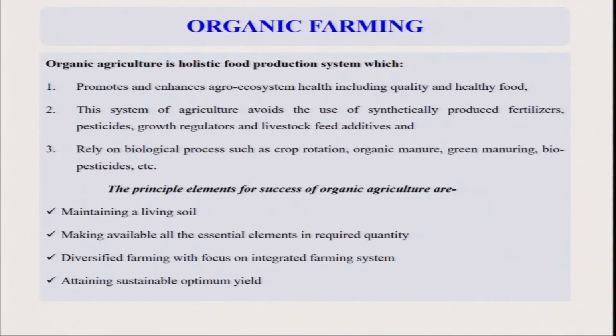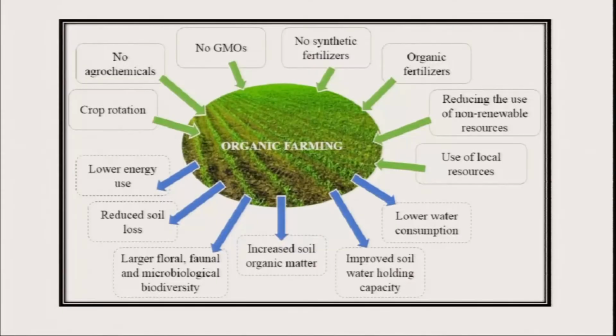And diversified farming with a focus on an integrated farming system, not only a single crop basis, only tomato or potato, not like that. We always try to promote crop diversification, so that different types of crops can be grown in a particular area. Apart from crops, we can also include horticultural crops, fishery, livestock, piggery, cattle and poultry within the same farm, so that we can produce enough manure to use for the horticultural crops.